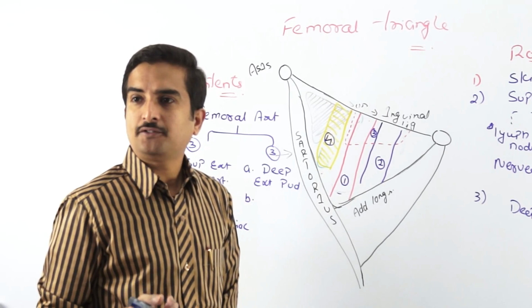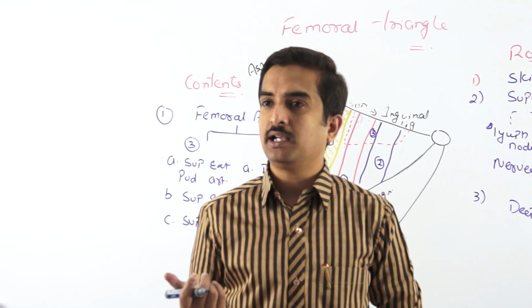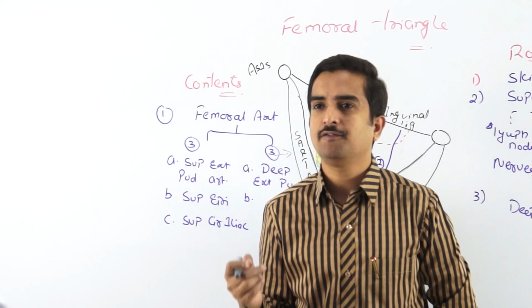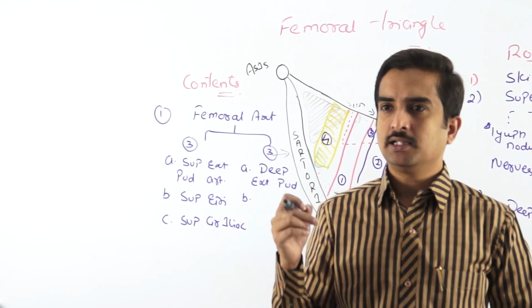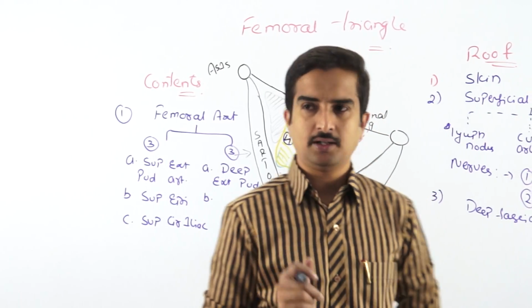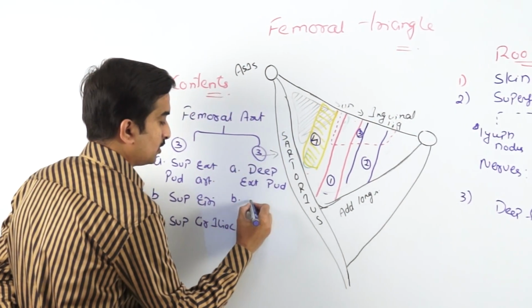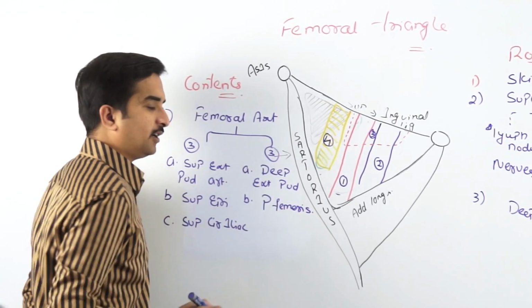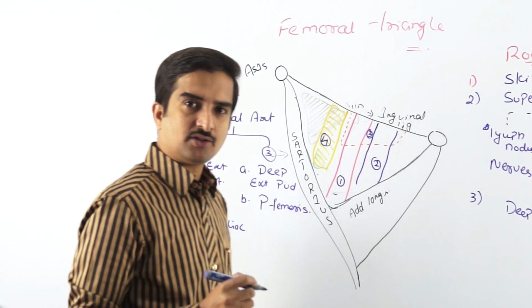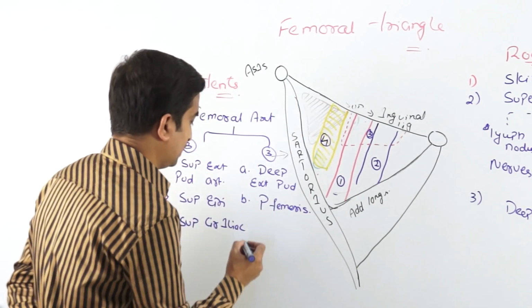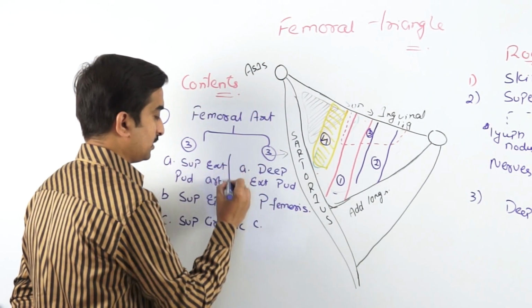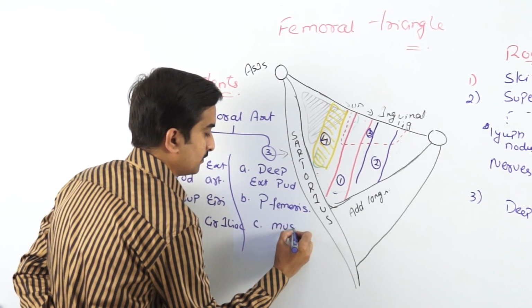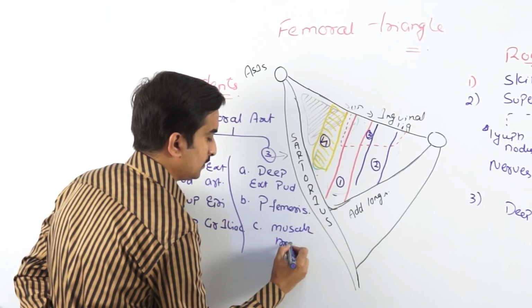After the deep external pudendal artery, we have the largest branch of the femoral artery, which is called the profunda femoris artery. So the second one is the profunda femoris. Remember, the profunda femoris artery is the largest branch of the femoral artery. And the third one among the deep branches is the muscular branches.